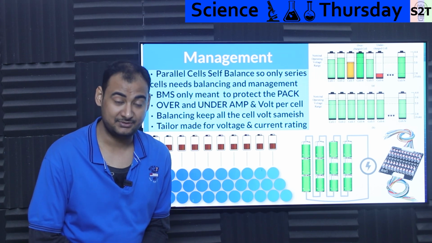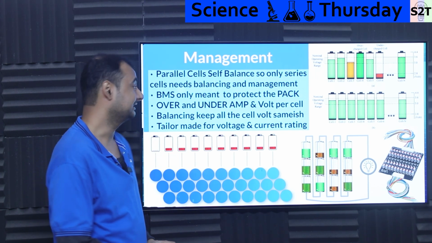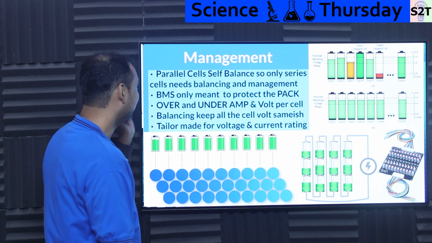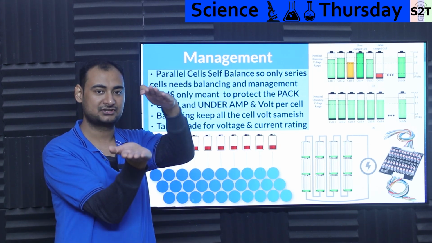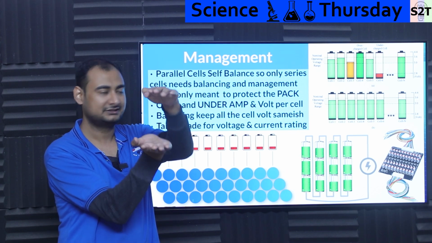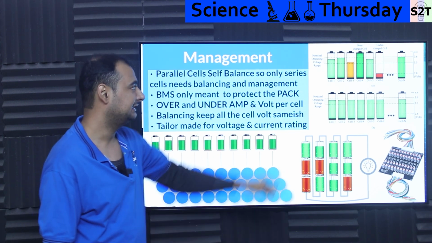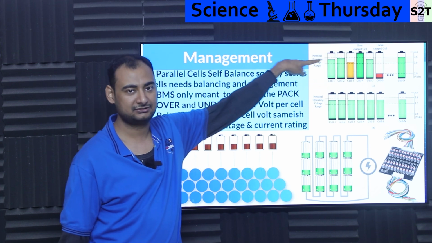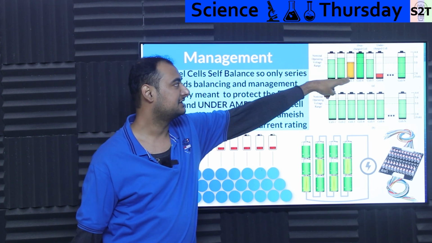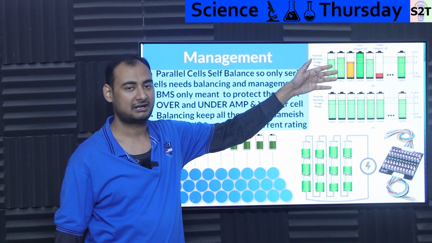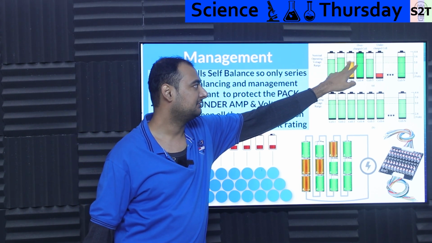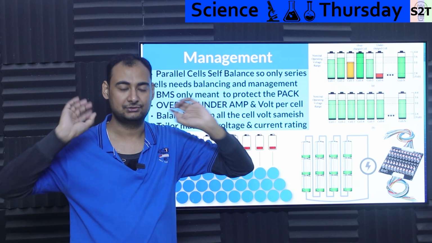Now we come to the management part of it. So far, you just built the damn thing. How the heck are you going to manage it? Well, management requires one good thing: if you have cells in parallel, meaning positive to positive, negative to negative, it balances itself out. Meaning if you just short everything to parallelize it, the energy from an overcharged cell will directly go into the lowest voltage cell, because voltage will try to equalize itself. So voltage from here will travel to here and everything will equalize. So you do not have to worry about it.